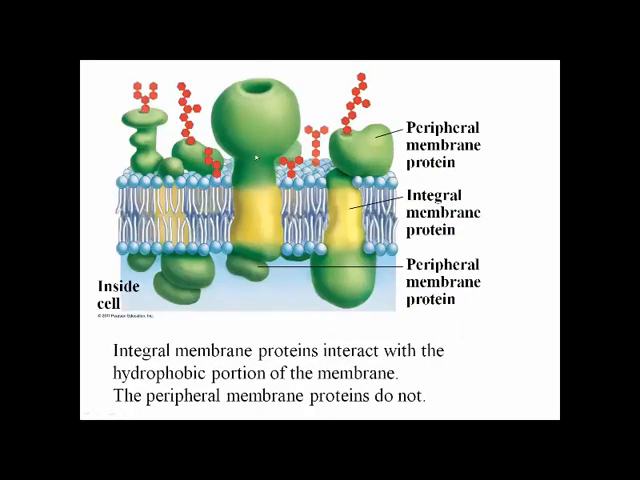There are two types of membrane proteins to look at: the peripheral membrane proteins and the integral membrane proteins. Integral membrane proteins interact with the hydrophobic portion of the membrane. Remember, proteins are made up of amino acids, so the amino acids interacting with something hydrophobic have to be amino acids that have hydrophobic side chains. When this polypeptide is all folded up, its hydrophobic side chains are all concentrated in this region right here.